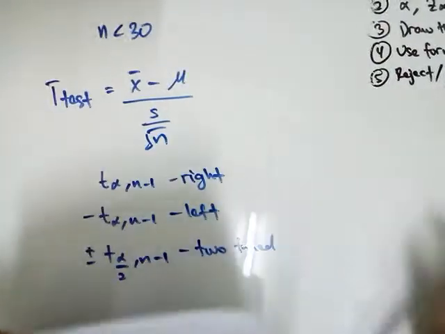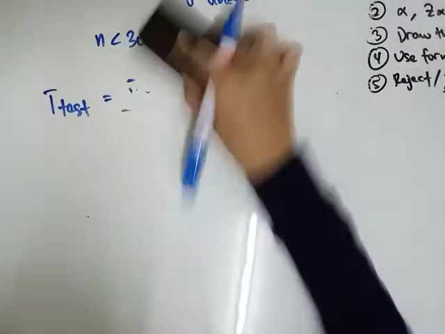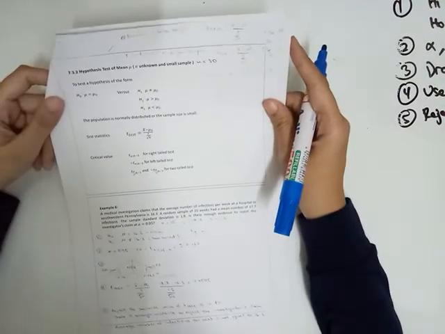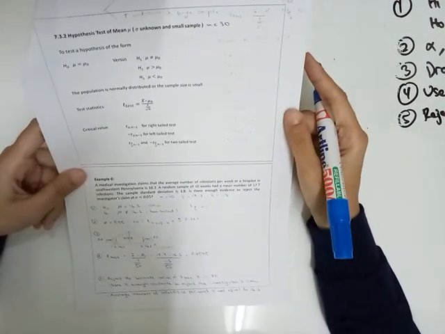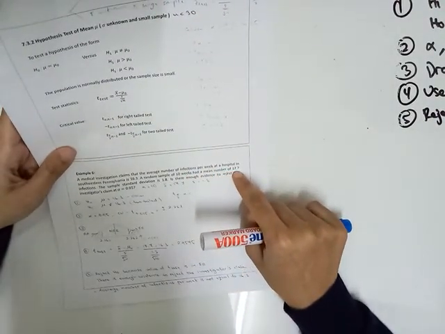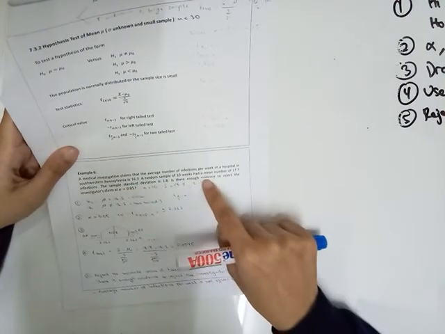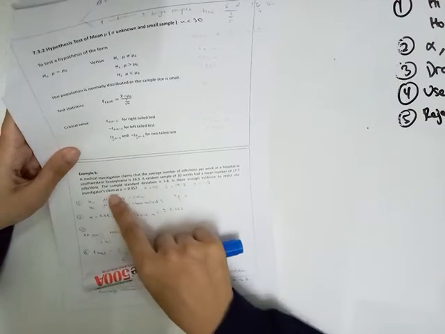And then look at example 6. Can you see it? Okay. A medical investigation claims that the average number of infections per week at a hospital in southwestern Pennsylvania is 16.3. A random sample of 10 weeks had a mean number of 17.7 infections. The sample standard deviation is 1.8. Is there enough evidence to reject the investigator's claim at alpha 0.05?